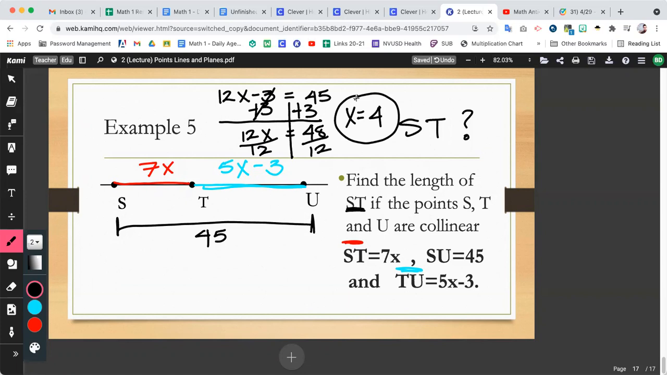Now, it says x equals 4, but is that what the question is asking me? No. The question is asking, what is the length of ST? So what do I have to do with the 4? Very good. I have to plug it in right here. So ST is 7 times 4, and that gives me 28. And that is my final answer, 28.